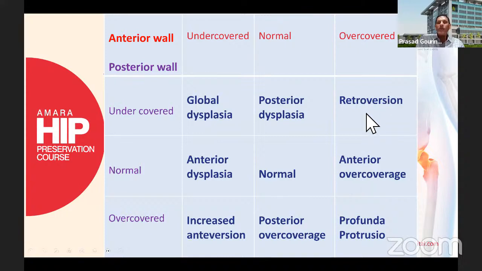For retroversion, the treatment will be antiversion, while for a normal posterior wall and anterior overcoverage, the treatment will be totally different. It will be anterior wall resection. So you need to make the distinction when you diagnose and treat. If the anterior wall is overcovered and the posterior wall is undercovered, that's increased retroversion, more than normal. If the anterior wall is normal and the posterior wall is overcovered, that's posterior overcoverage. And if both the anterior and posterior walls are overcovered, that's profunda and protrusio, a deep established socket.